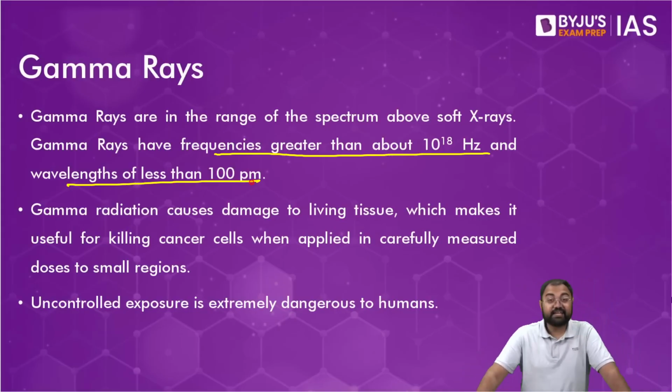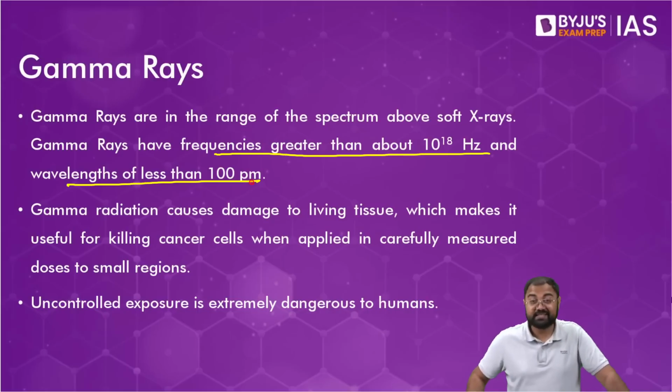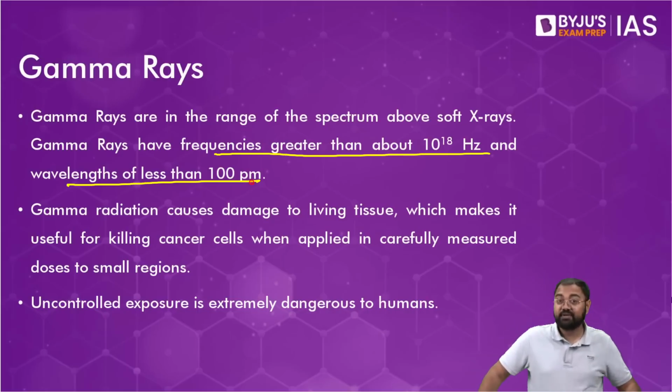Now gamma rays can be very, very dangerous. They have the highest energy, they can be very damaging, very dangerous. They can lead to somebody's death, they can just burn through skin and tissues. So that's why they are very, very dangerous. But they can also become useful in a very controlled manner.